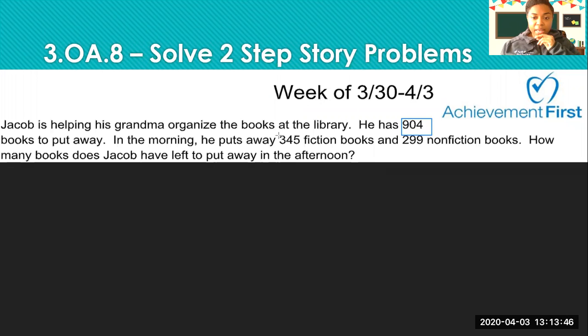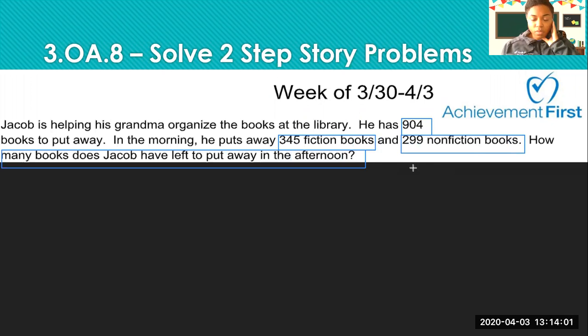And then I see that in the morning, he puts 345 fiction books away, and he puts 299 nonfiction books away. When you think about what this is asking me, it's asking me, how many books does Jacob have left to put away in the afternoon? Okay, so now I know what's happening.